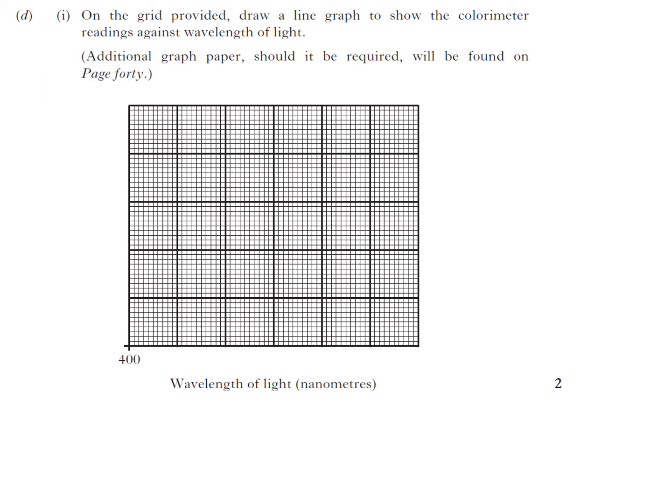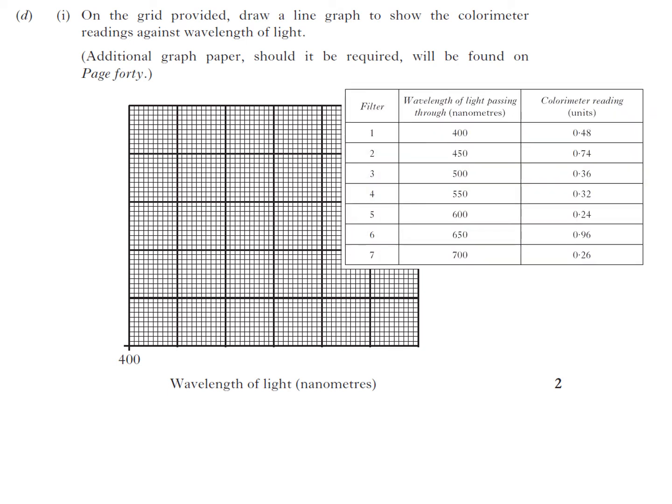Okay, our next question is a line graph. You notice that I can't remember the last time you were asked to do a bar graph. This is Higher, so you're expecting to be drawing line graphs. Colorimeter readings against wavelengths of light. They've actually given you wavelength of light in nanometers, starting at 400. So you now just need to work out a reasonable scale.